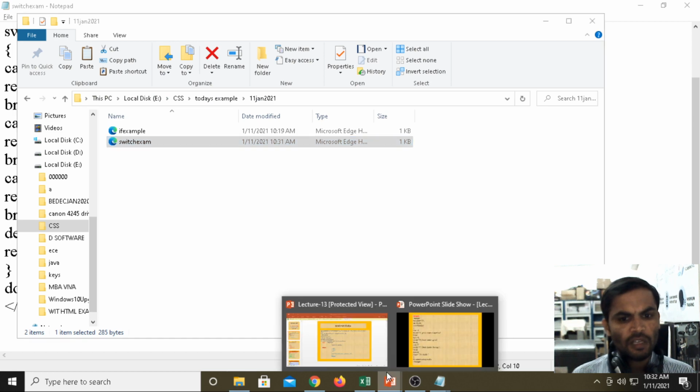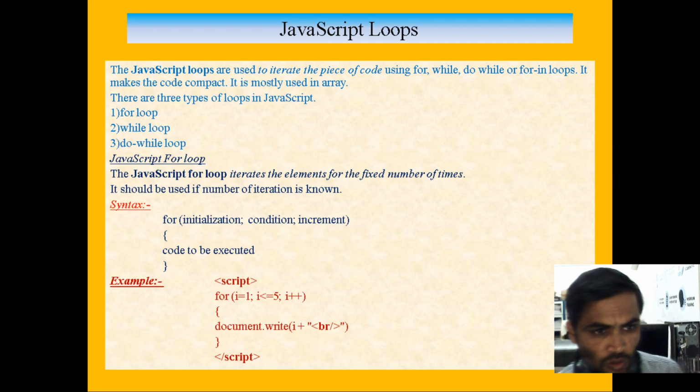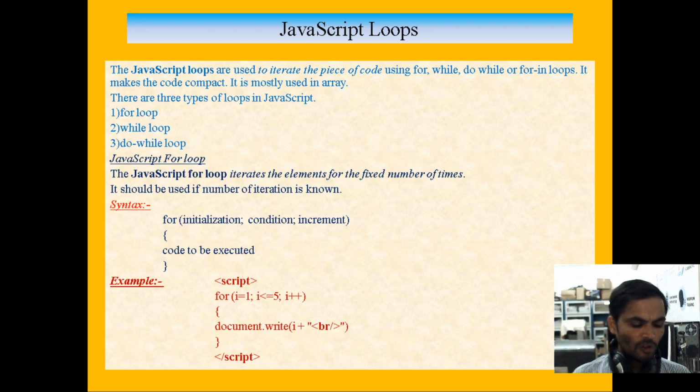Next we are going for loops. Loops are used for iterating a piece of code using for, while, do while. The for loop may make the code compact and is most useful in arrays. We are having three types of loops: for loop, while loop, and do while loop.